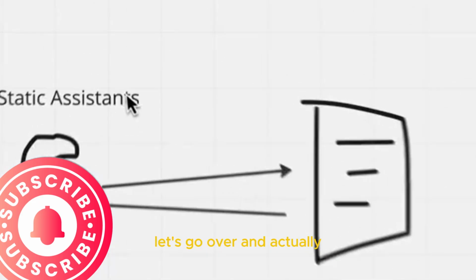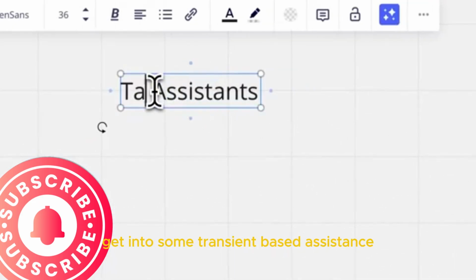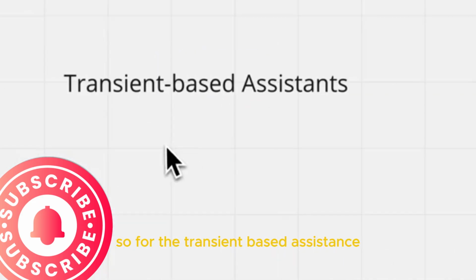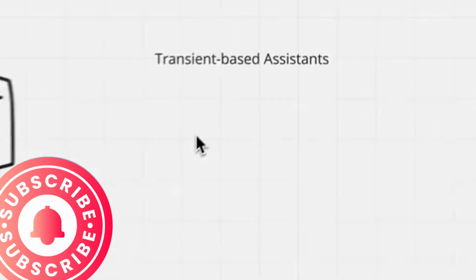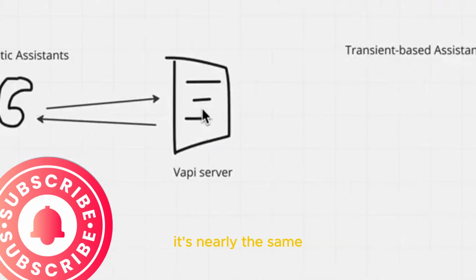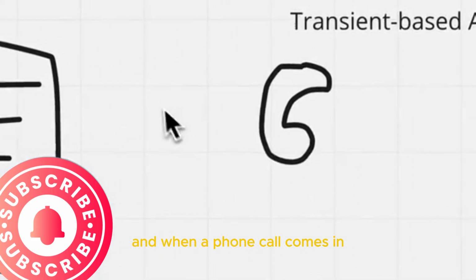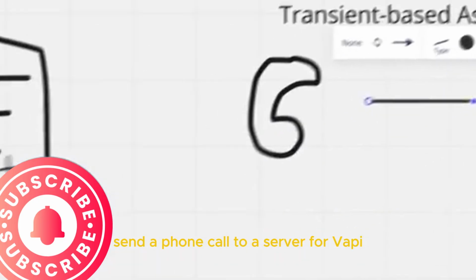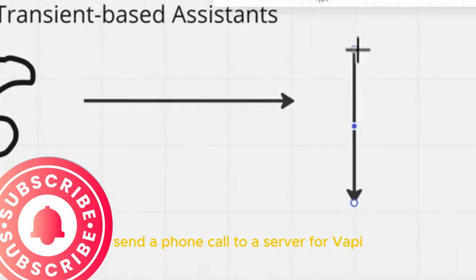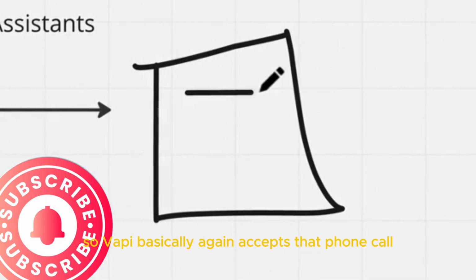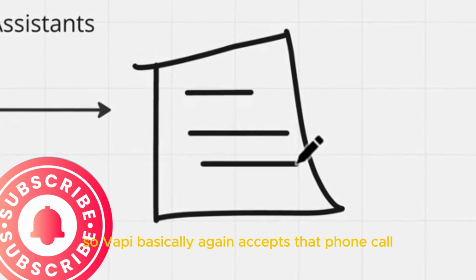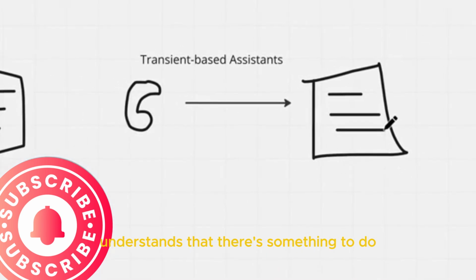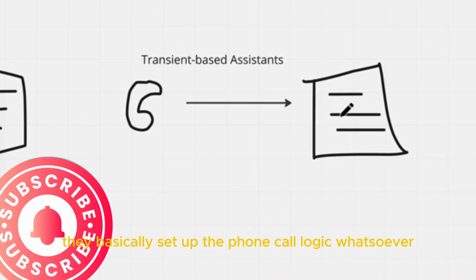Now let's go over and actually get into some transient-based assistants. For the transient-based assistants, it's nearly the same. I will definitely try to copy my amazing phone here and put it right over here. When a phone call comes in now, we again send a phone call to a server for Vapi. Vapi again accepts that phone call, understands that there's something to do, and sets up the phone call logic.